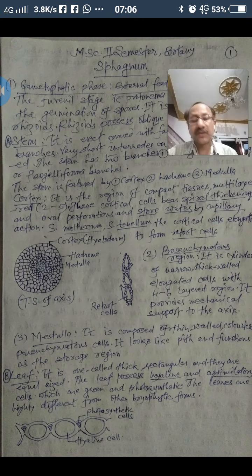Retort cells, which are distinguishable, and it is the specific feature here. They are not found in Marchantia, Pellia, Anthoceros, etc., in other bryophytes. So they are different from Marchantiales, Anthocerotales and Jungermanniales.